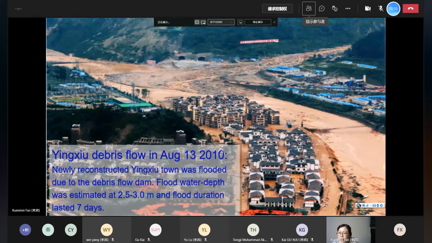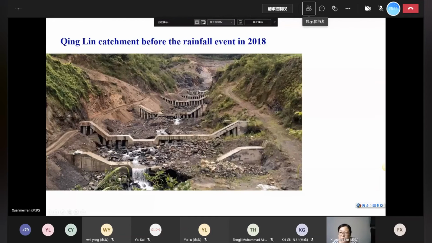And some of these debris flows also caused a big problem to the reconstruction site, like this debris flow running to the river, partially blocking the river and causing flooding of the upstream reconstructed site. And this is another catchment.